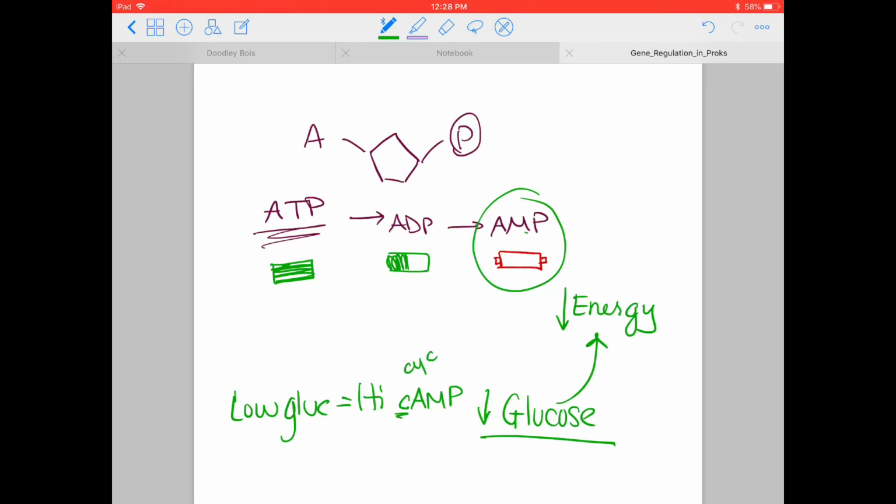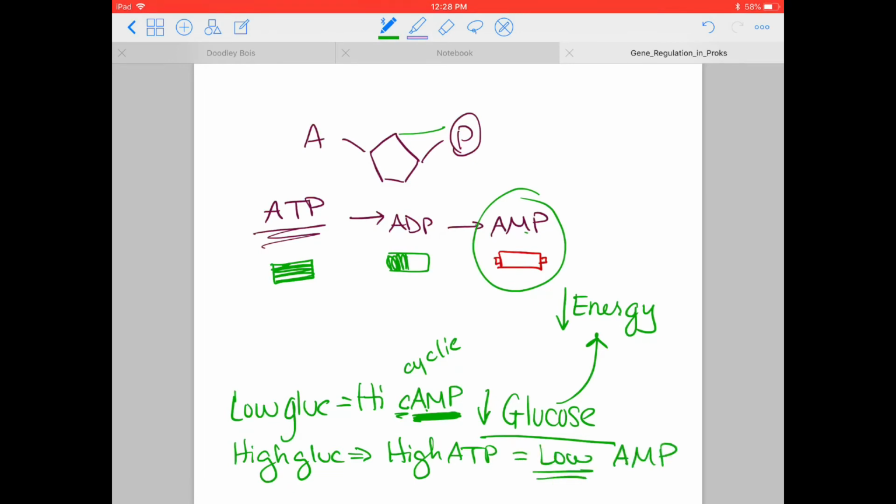Now you'll notice I put a little C there. That just means cyclic, which is a fancy way of saying that something binds an extra time. It's actually over here. There we go. Doesn't matter. Either way, you have a high amount of this very low energy molecule because you have a low amount of glucose. And conversely, when you have plenty of glucose, you're going to have plenty of ATP and low AMP. Okay, why does this matter?